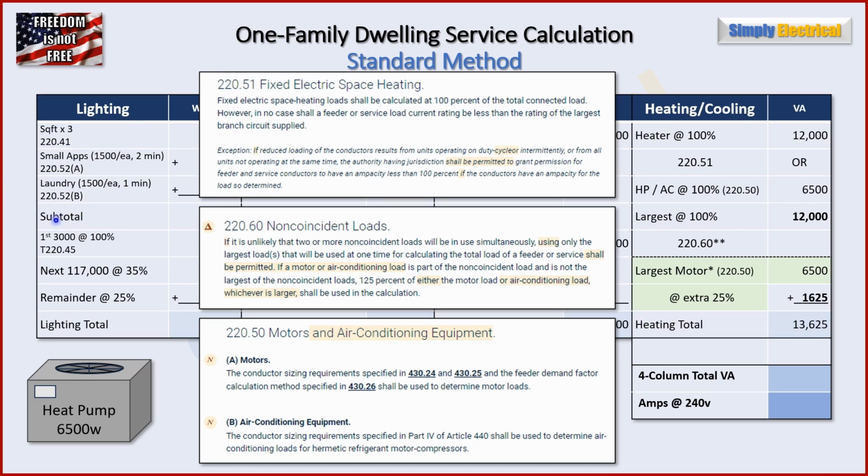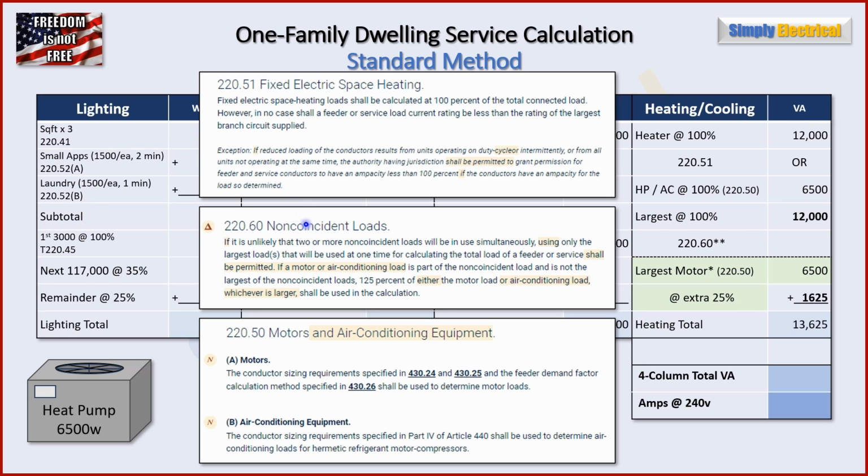Okay, now we're going to move on to 220.60, non-coincident loads. And you're going to see there's three sections here, 220.51, 220.60, and 220.50. They are all interrelated. I know it seems like they're out of order right here, but this is the way I like to go through the process, and so that's where I'm going to lay it out for you.